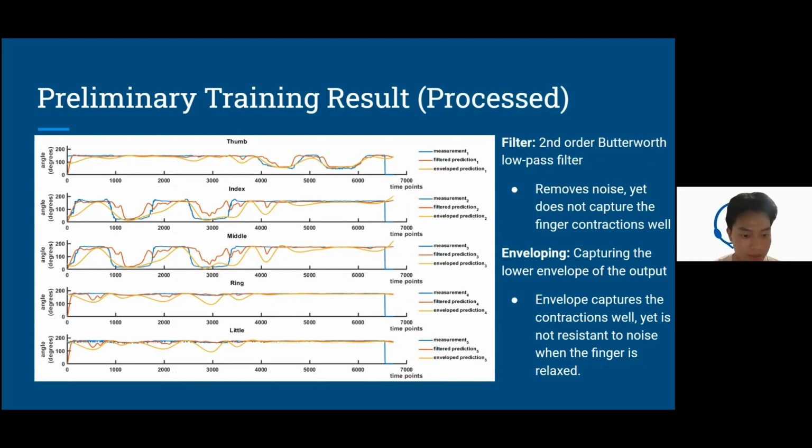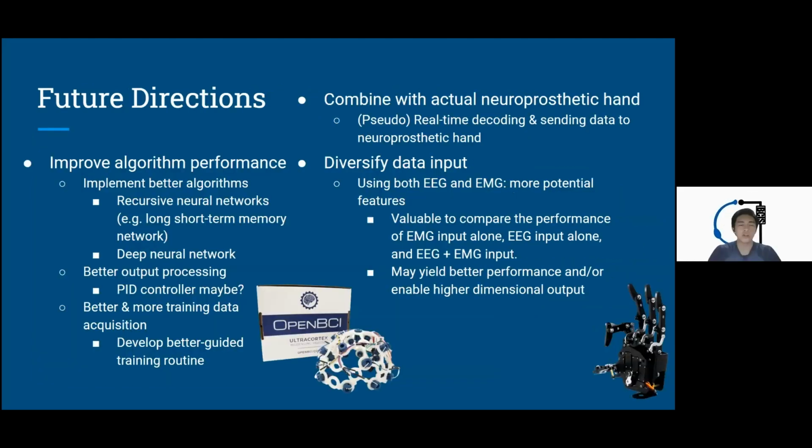Qualitatively, the low-pass filter removes the noise but does not follow the ground truth well when the finger is contracting. In comparison, the lower envelope tracks contractions better, but it's not resistant to the noise when the finger is relaxed. Our work is far from complete.